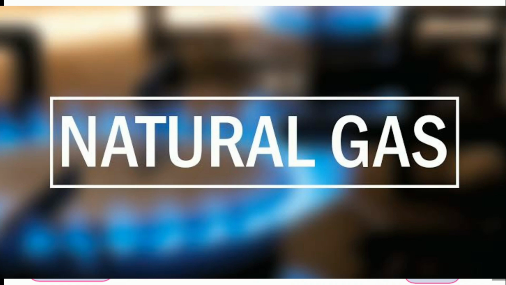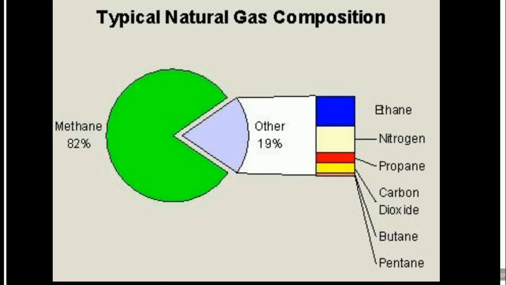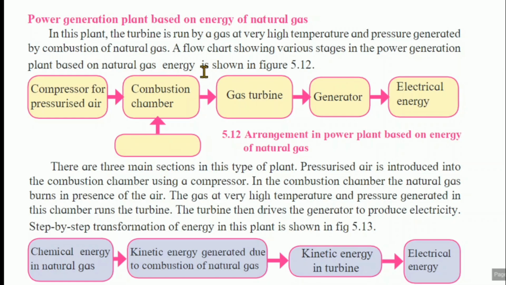In this plant, the turbine is run by a gas at very high temperature and pressure generated by combustion of natural gas. A flow chart showing various stages in the power generation plant based on natural gas energy. So here is the flow chart again. Compressor for pressurized air. After that, the combustion chamber. Here proper combustion occurs. Due to that, a high amount of heat, temperature and pressure is generated, and the gas turbine starts. Here also we use a turbine.